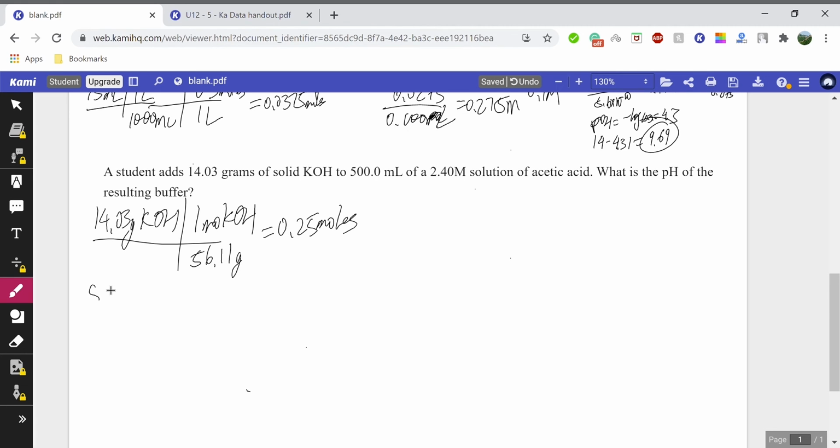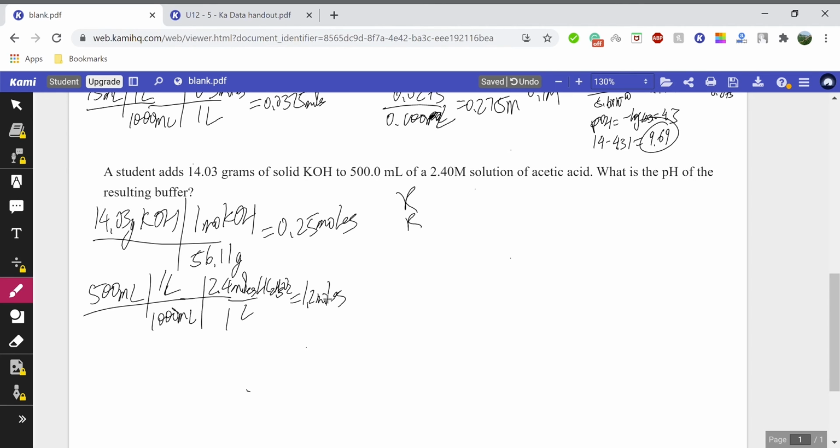Next, we have 500 milliliters, and 1 liter has 1,000 milliliters. And then you have 2.4 moles of acetic acid, HC2H3O2, per 1 liter. So 500 divided by 1,000 times 2.4 gives you 1.2 moles.